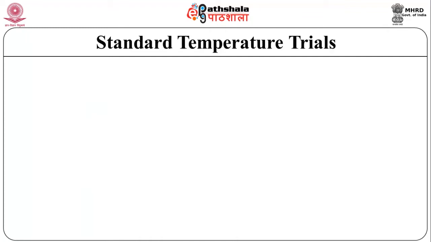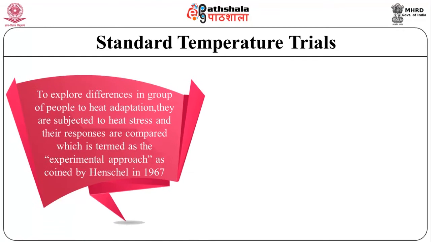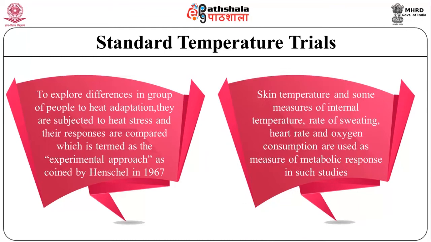The standard temperature trials explore the differences in groups of people in heat adaptation. They are subjected to heat stress and their responses are compared, which is termed the experimental approach, a term coined by Henschel in 1967. The skin temperature and some measures of internal temperature, rate of sweating, heart rate and oxygen consumption are used as measures of metabolic response in such studies.